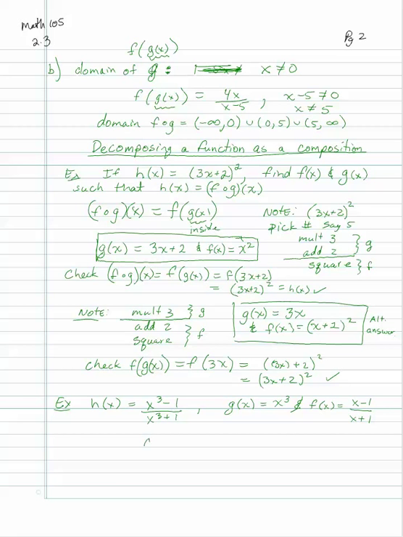And if you want to check it, f composed with g of x is f of x cubed. And then remember, f of x is x minus 1 over x plus 1, and we're going to plug in an x cubed. And we get h of x, which is what we were going for. So that checks out.